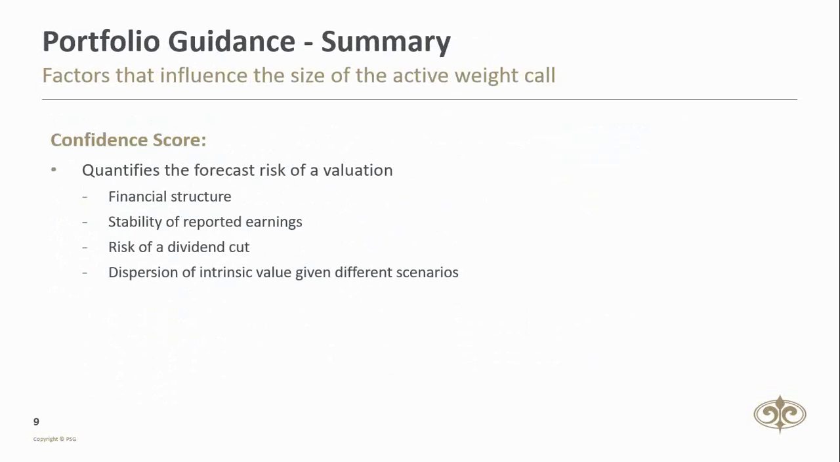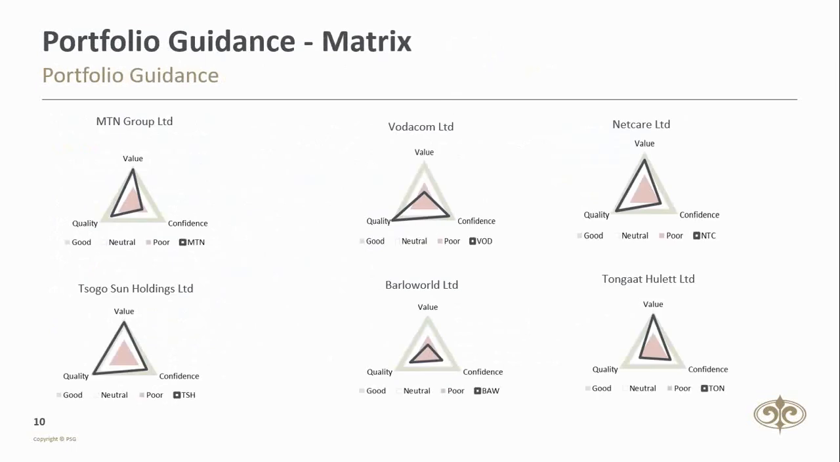So the triangle represents the three factors that inform our recommendation, and these are valuation, quality, and confidence, which we've just spoken about. The closer the triangle stretches to the outer edge of the green triangle, the better the scores are. So let's take the examples of MTN and Vodacom. In MTN, we see value and some quality, but low confidence. While Vodacom is a high quality business, with good confidence, but we don't see value. The share looks expensive. Okay, so it would be ideal to buy a stock that stretches to all three of the edges, like the Tsogo Sun one.